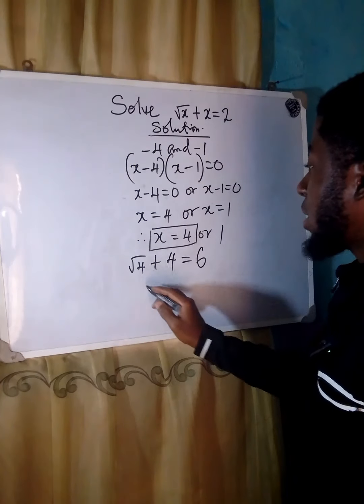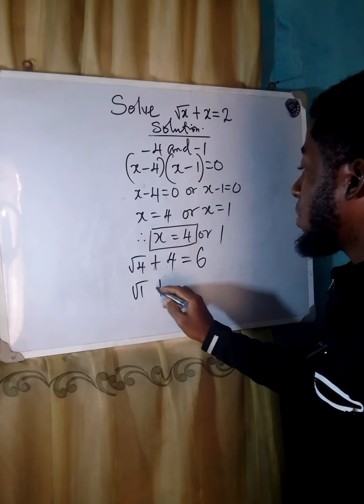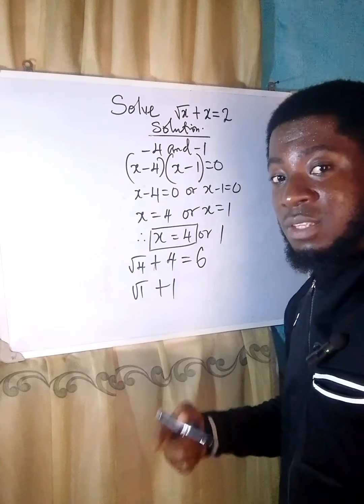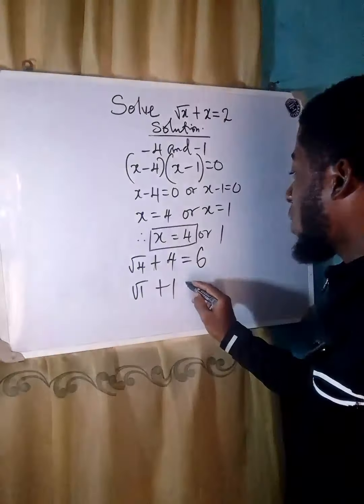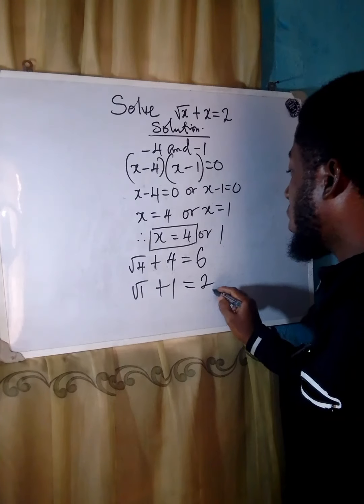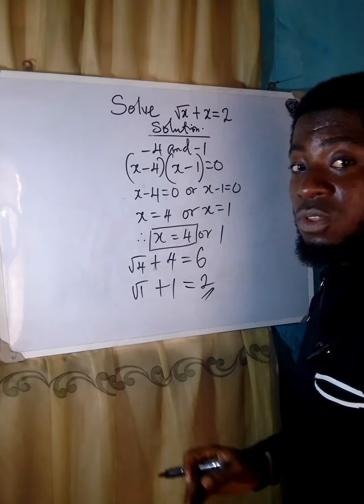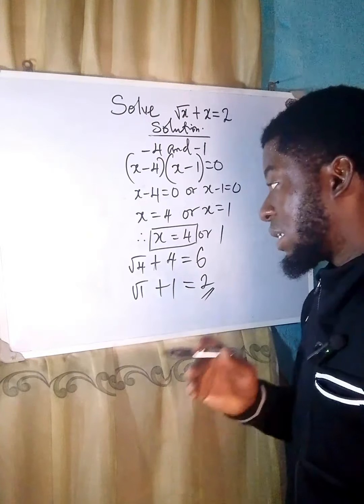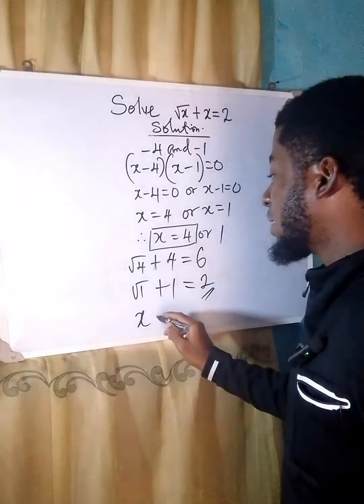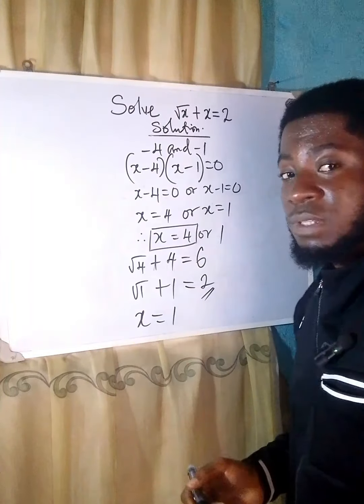Now, if we put 1, that means we have square root of 1 plus 1. Square root of 1 is still 1. So 1 plus 1 will give us 2. And that is what we have on the right-hand side of the equation. Therefore, our x is only equal to positive 1.